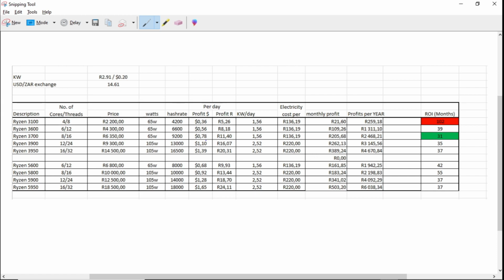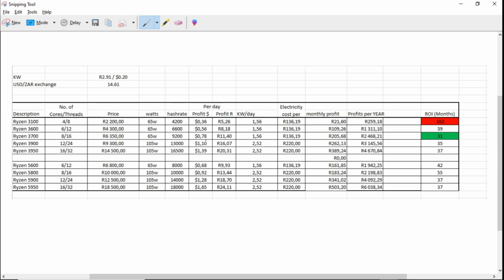If we're looking at the newer Ryzen CPUs starting from the 5600, you're looking at about 68 cents. The 5800 generates about 92 cents. The 5900 generates about $1.28, and the 5950 generates about $1.65. Looking at the monthly profits, this is after electricity cost.